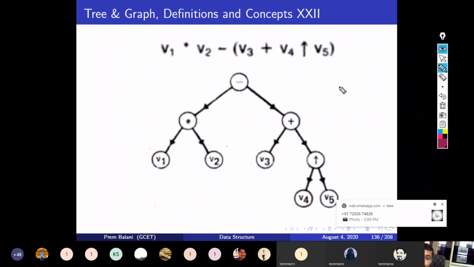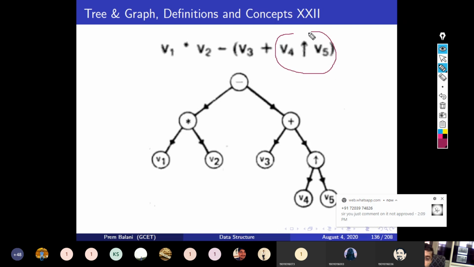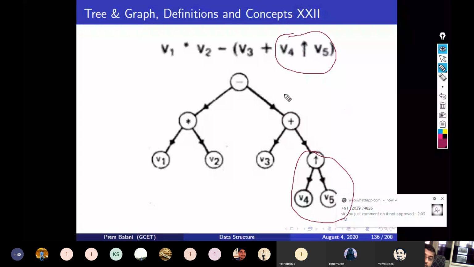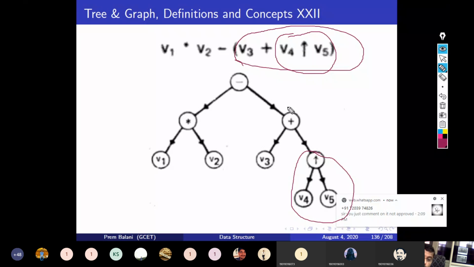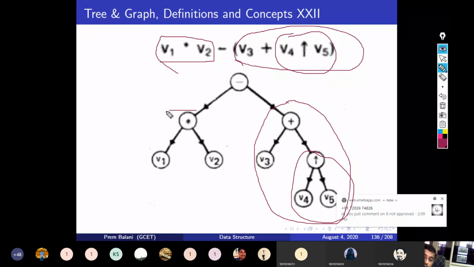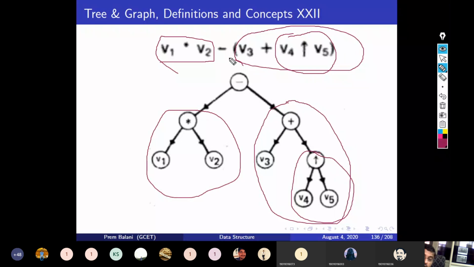All the operations which have the higher priority, you have to draw the tree first for this. So the first operation will be done this, so you draw the subtree for this. The second operation which will be done is the parenthesis, which has the highest priority, so you draw this tree. Then the third operation which will be done is V1 into V2, so draw this subtree, and then apply the minus to these two subtrees, right?